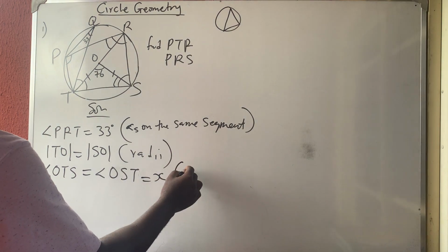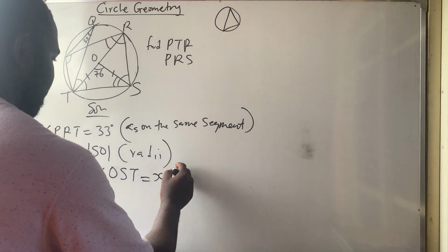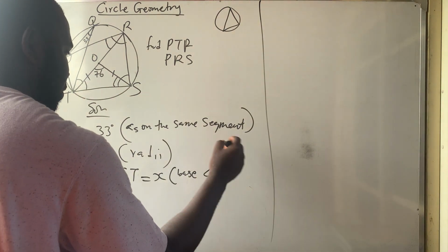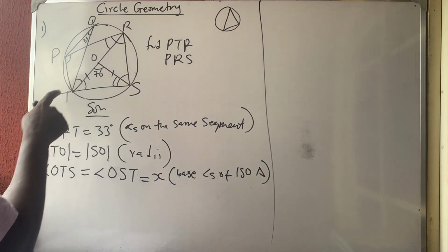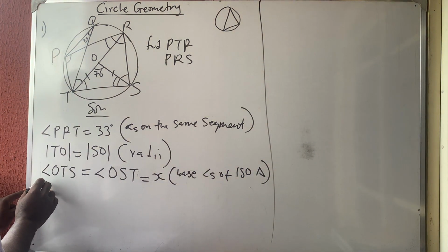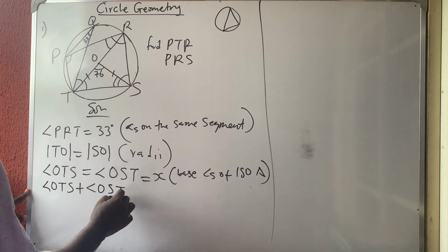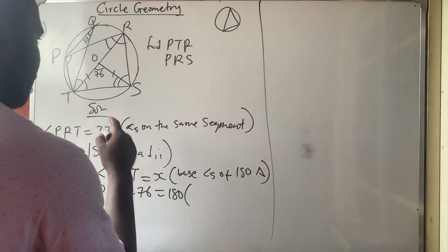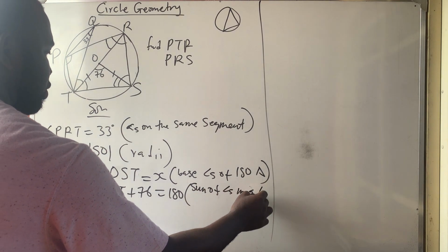Okay, and my reason is what? Base angles of isosceles triangle. So what do we have now? To get them now, I'm going to say that angle OTS plus angle OST plus 76 is equal to 180 degrees. What's my reason? Sum of angles in a triangle.